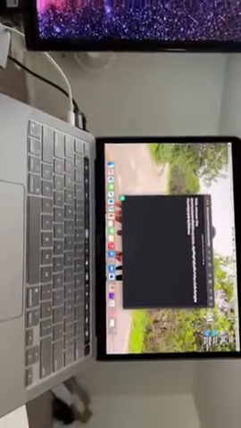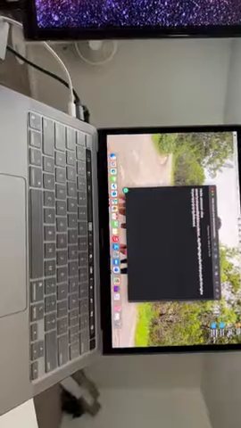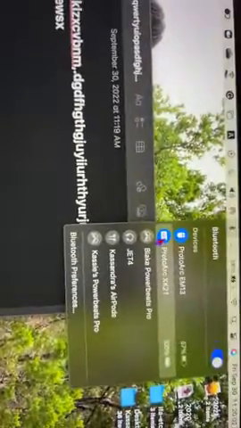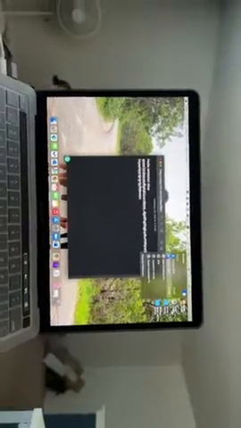I do like that on my MacBook, it actually shows the percentage up here for the keyboard, so I know when I have to charge it, which is really handy because I do forget.